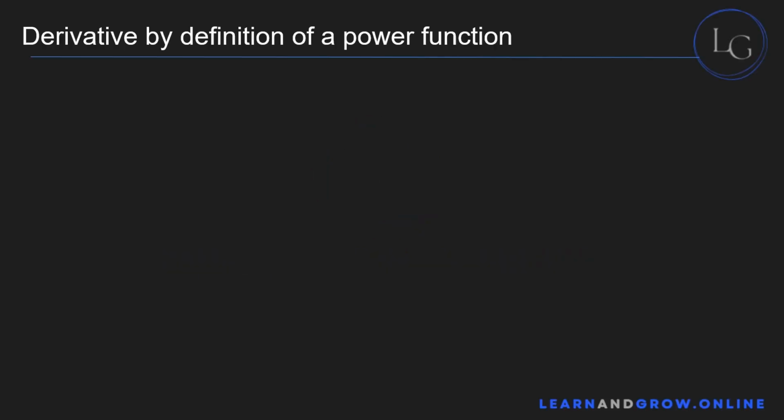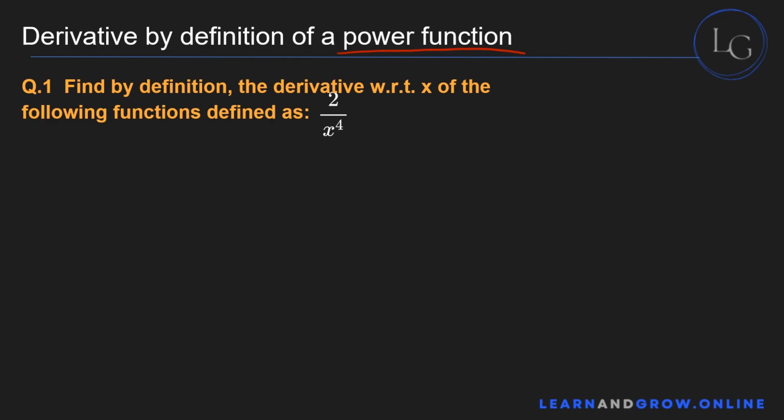So now let's discuss the derivative by definition of a power function. The question states that we have to find the derivative by definition, or by first principles, with regards to x of the following function, which is 2 over x to the power 4. So basically that means that we take y as y is equal to 2 over x to the power 4, and this will be our first equation.